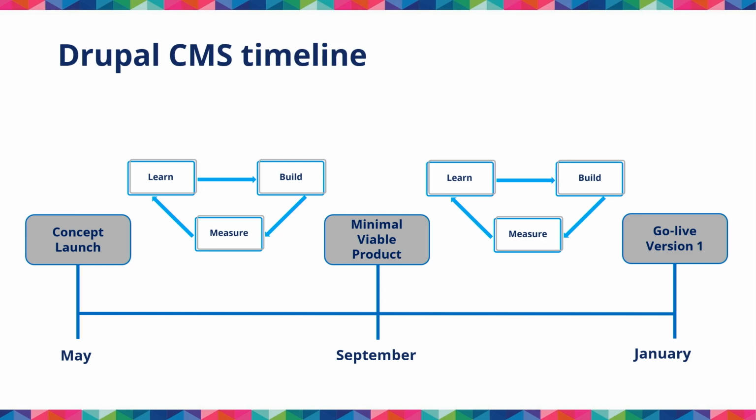So we had the concept launch, which was in May. We applied this cycle. That got us through to the minimal viable product, which was in September. And then again, after that, there was an opportunity, once we had that MVP, to focus on the build. So we had some more opportunity after that to do some measurement, and then through to the go live in January.